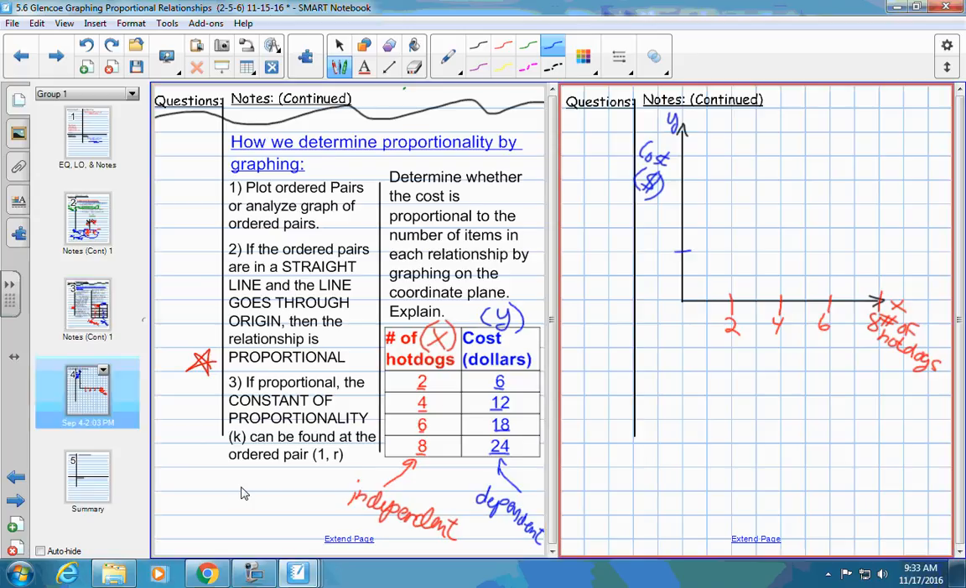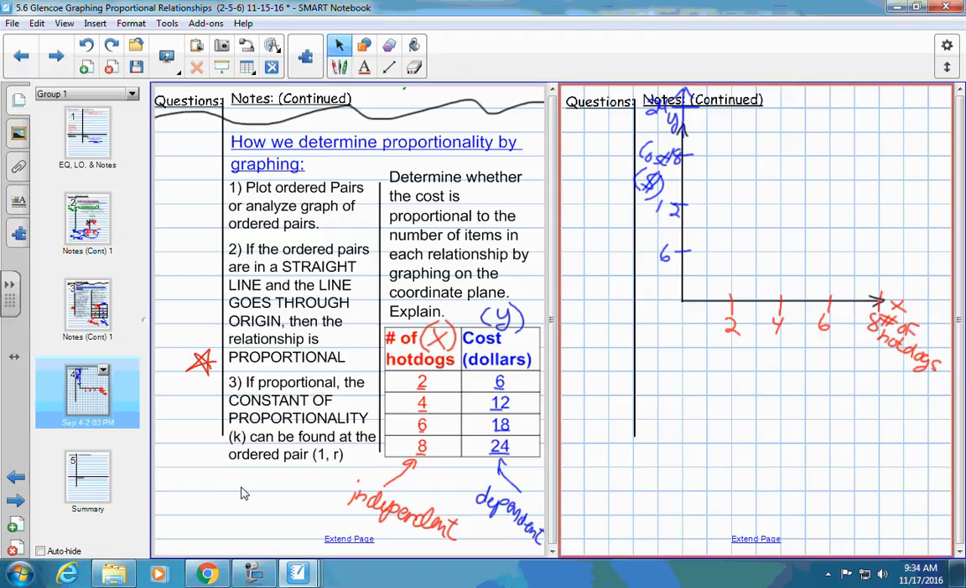We're going to go with 6, 12, 18. Oh, I'm going to have to go a little higher. 24, but that's okay. I can extend my y-axis up a little higher. There we go. Do you see how I just extended it?